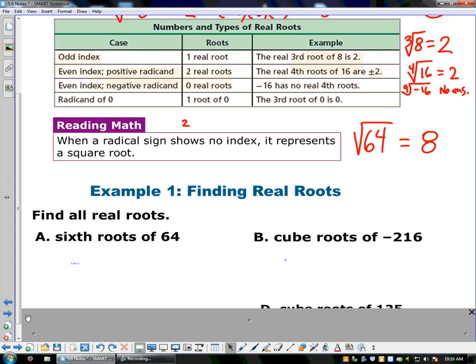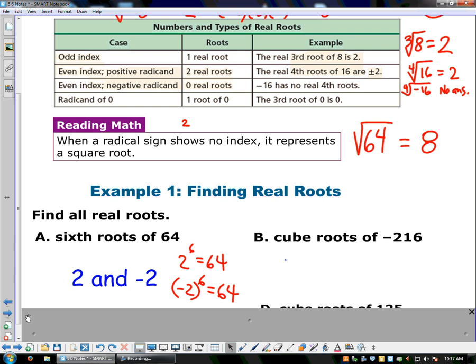Notice we're just talking about the sixth roots. We're not writing a radical sign. That means there really are two possibilities, 2 and -2. Why? Because 2 to the sixth is equal to 64, and -2 to the sixth is equal to 64. By the way, I hope I remembered to give you a sample list of the powers, so hopefully that will help you as we go through this.